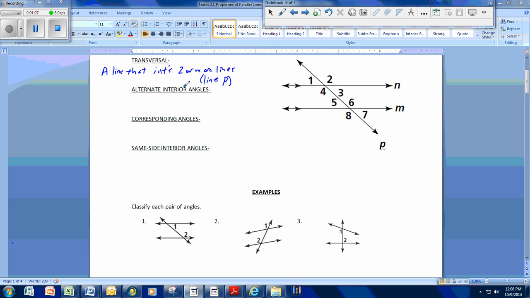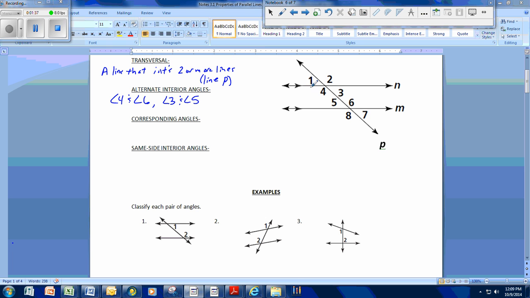First one would be alternate interior angles. Now, alternate meaning opposite sides of the transversal, and interior meaning inside the two lines. So in this case, angle 4 and angle 6 would be alternate interior angles. Same thing with angle 3 and angle 5.